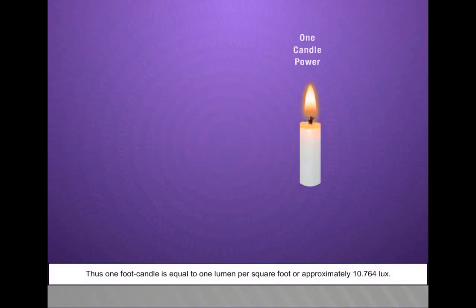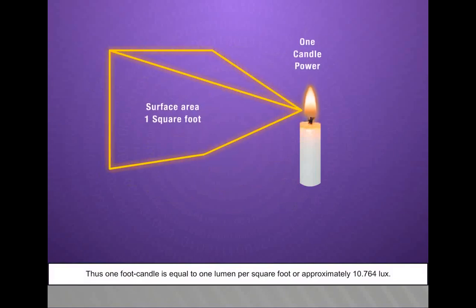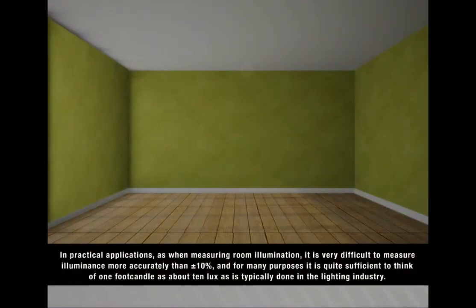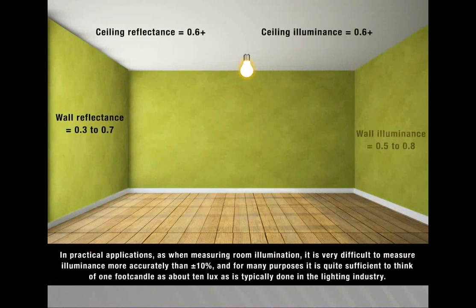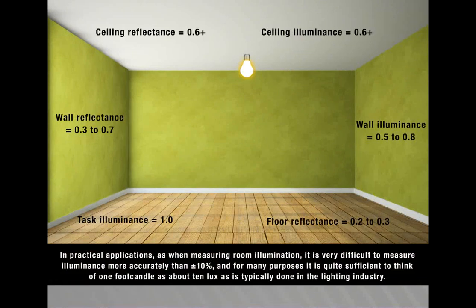Thus, 1 foot candle is equal to 1 lumen per square foot or approximately 10.764 lux. In practical applications, as when measuring room illumination, it is very difficult to measure luminance more accurately than plus or minus 10%, and for many purposes, it is quite sufficient to think of 1 foot candle as about 10 lux, as is typically done in the lighting industry.